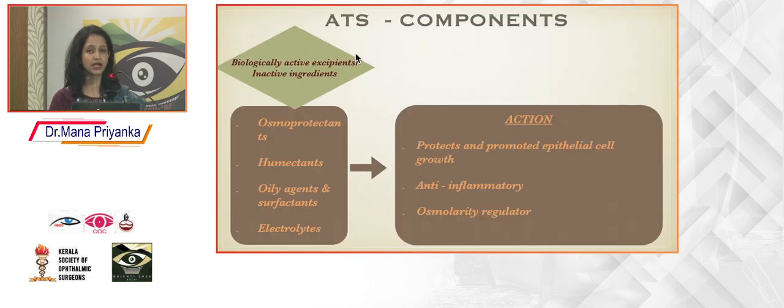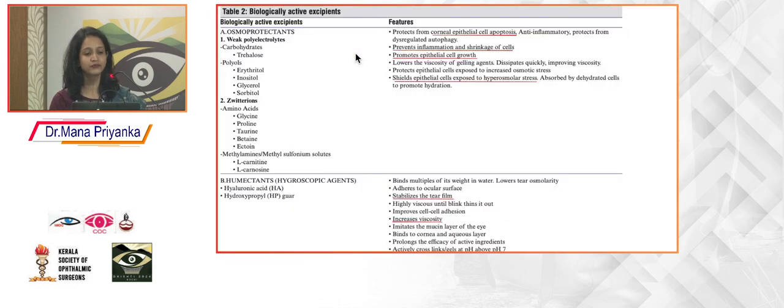Then the next is the biologically active excipients. Their main action is to promote epithelial growth, act as anti-inflammatory agents, and regulate the osmolarity. These include the osmoprotectants, which mainly take care of the epithelium, reduce apoptosis, and improve the healing of the ocular surface. Humectants, which are now in the market and seen in most of the drops, are hyaluronic acid and HP-guar. They not only take care of the epithelium, but also improve the viscosity.